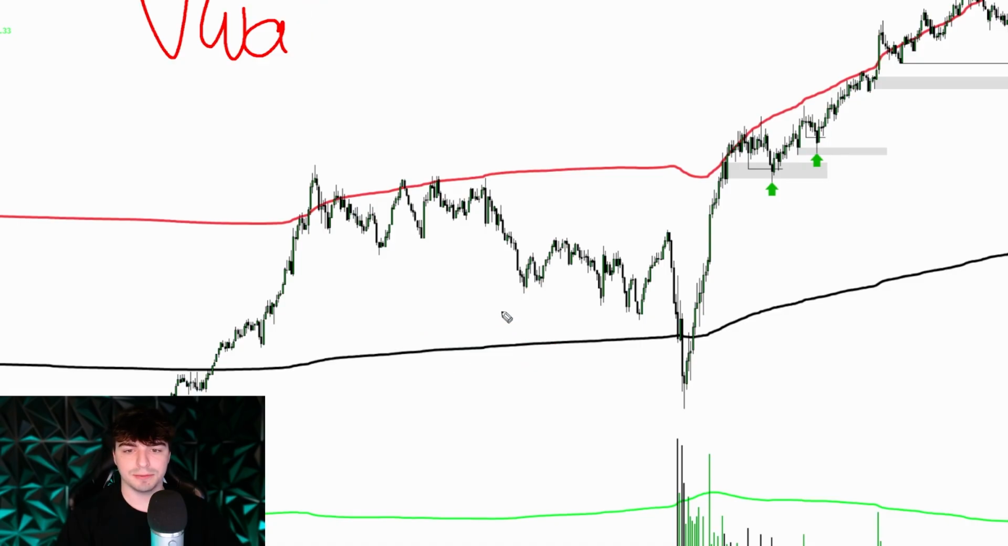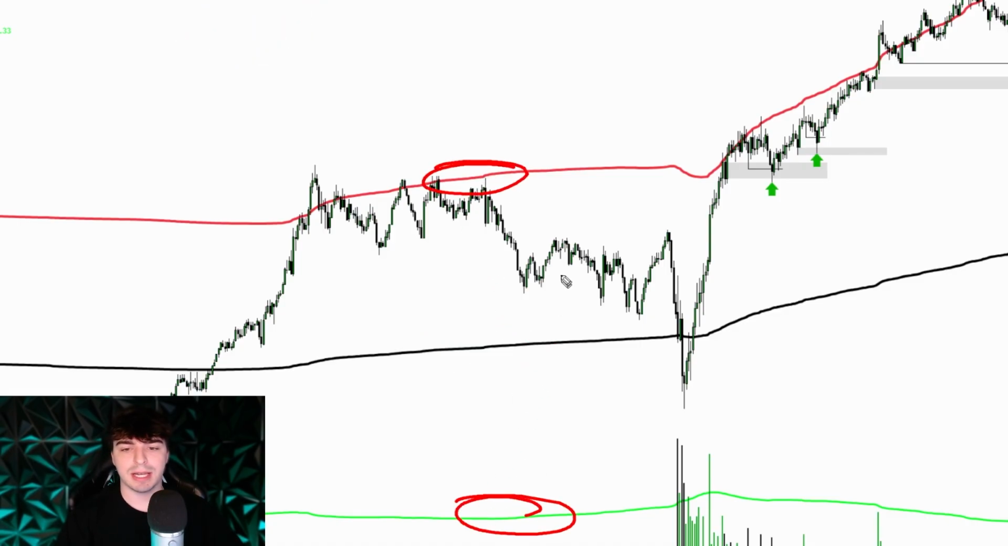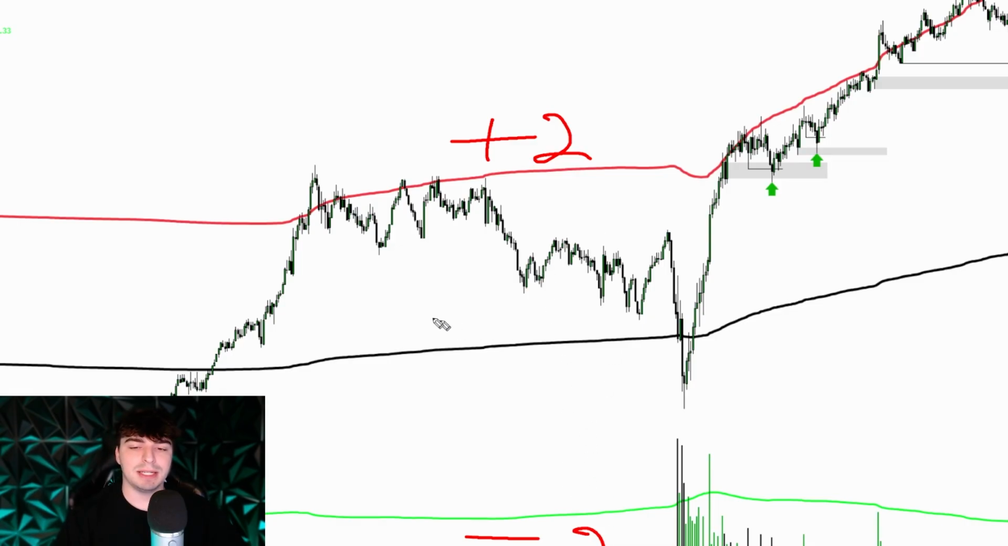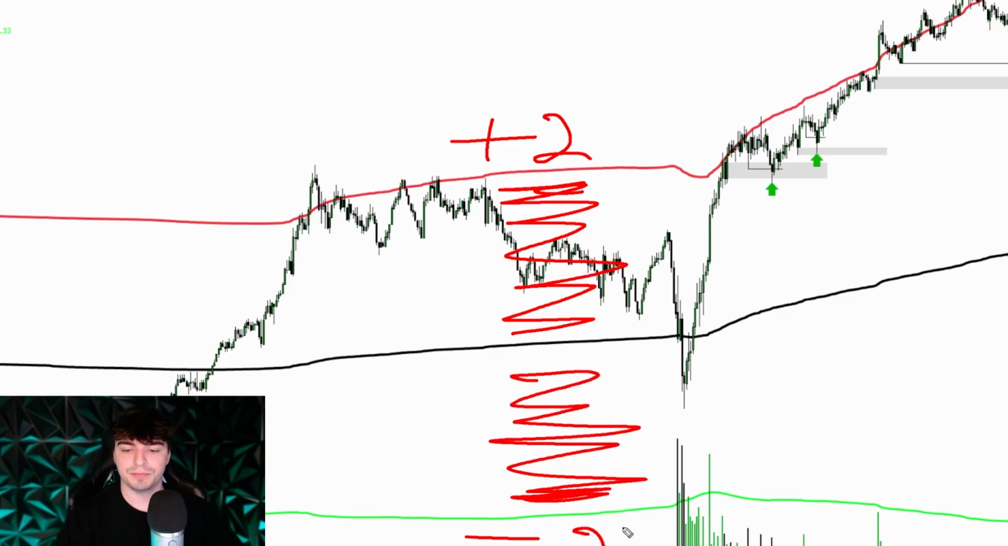Now what you see here is we also have this red line up here and this green line over here. What is that? Well, this is +2 standard deviations of the VWAP, and this is -2 standard deviations of the VWAP. Basically, this is going to act as your guardrails. As long as we are in this zone here, within these two lines, you are only looking for longs. As long as you are below this zone, within these two lines, you're only looking for shorts.